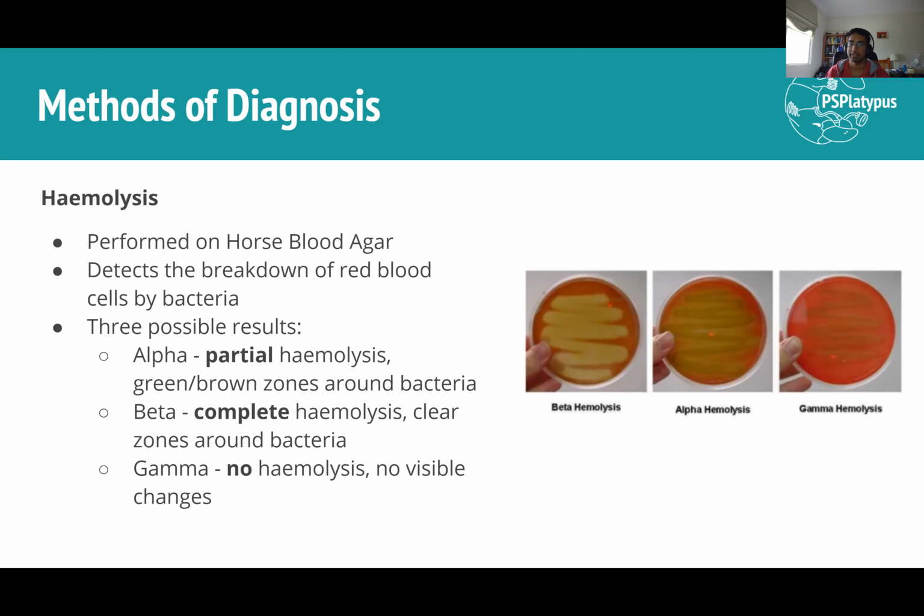Now, beta hemolysis, we do have them completely gone. They completely destroy any red blood cells in the vicinity, and then we have big clear zones around the bacteria where no blood cells are remaining. Gamma hemolysis, you might see a little bit of discoloration where the bacteria are because the bacteria are there, but you don't see any hemolysis.